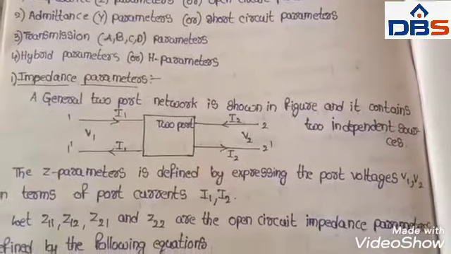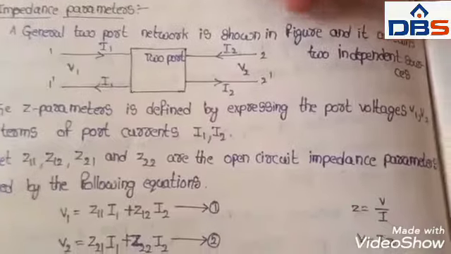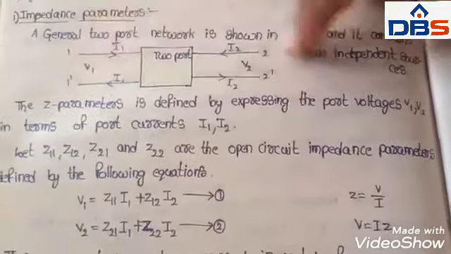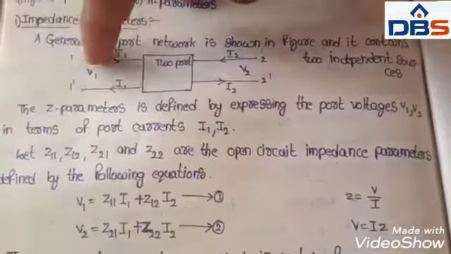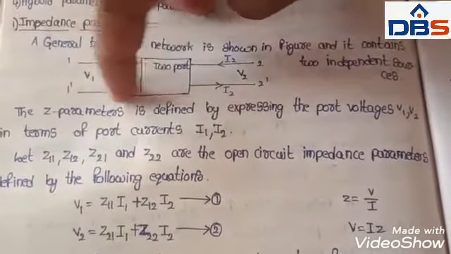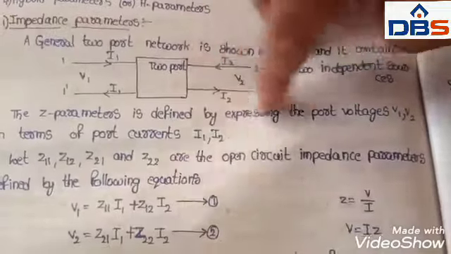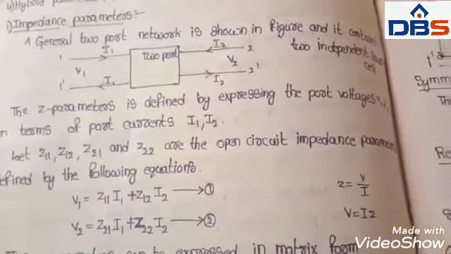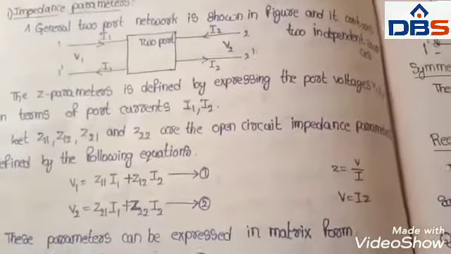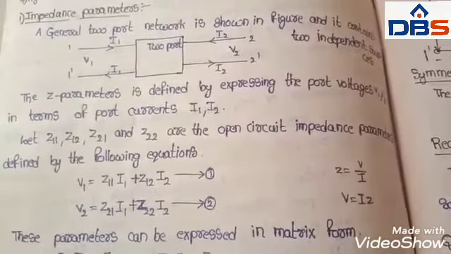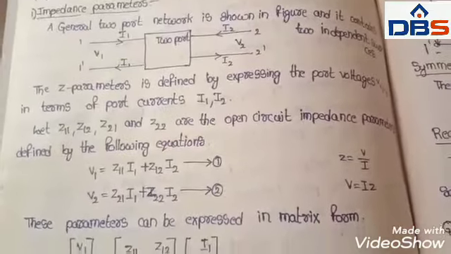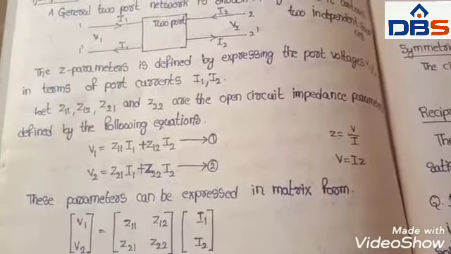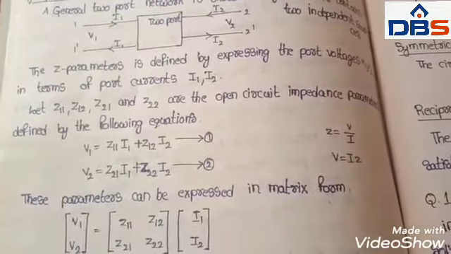First, let us go for the impedance parameters. The general two port network is represented like this. 1 dash is the input terminal and 2 dash is the output terminal. Here I1 is entering, I1 is leaving, I2 is entering, I2 is leaving. Now we have to define the Z parameters. Z parameters are defined by expressing the port voltages V1, V2 in terms of port currents I1, I2. Here the known parameters are currents I1, I2 and the unknown parameters are voltages V1, V2.